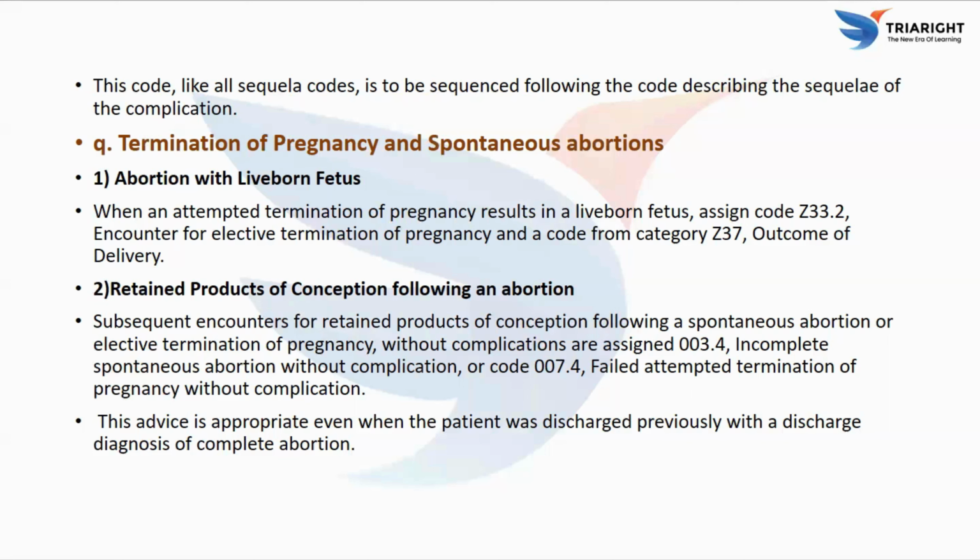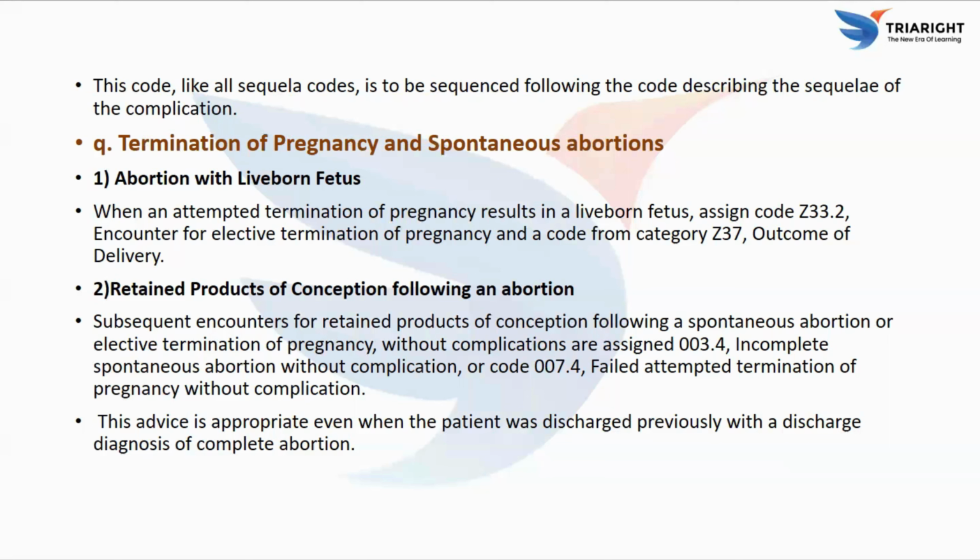Okay. So the second one is retained products of conception following an abortion. So after an abortion, either spontaneous miscarriage or elective, sometimes tissue from the pregnancy remains inside the uterus only. So this is called the retained products of conception, RPOC. So what are the coding guidelines or coding rules for these retained products?